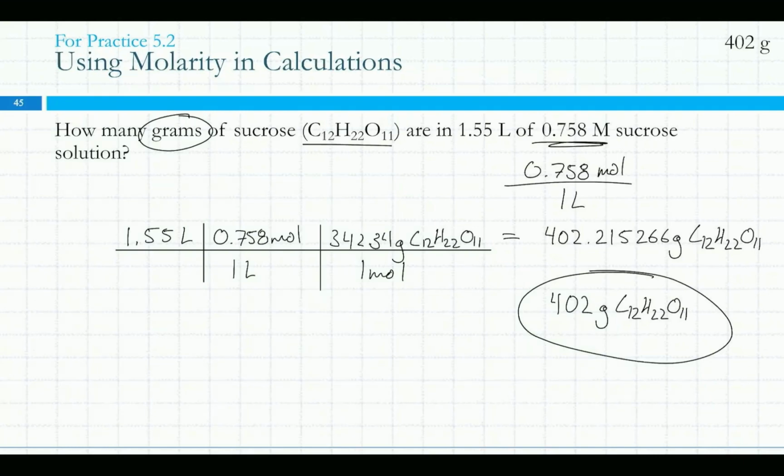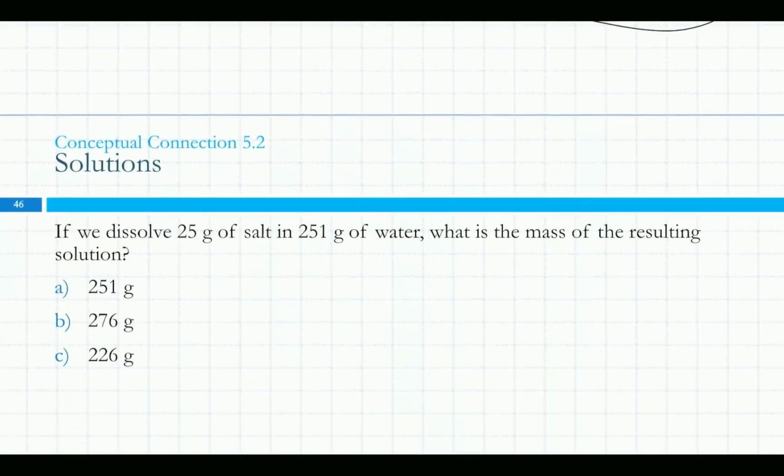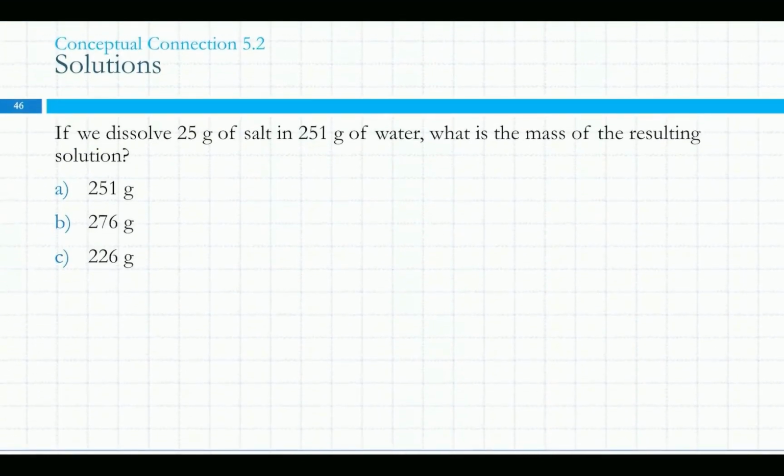Okay. Here, I'll give you some time to do this one. Oh, I guess this is a slightly different problem than I thought it was. That's fine.